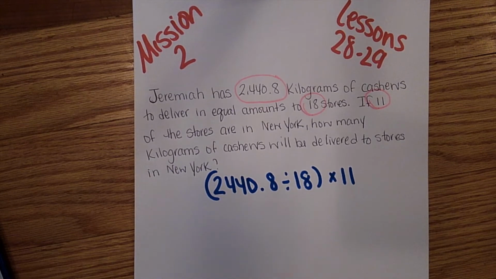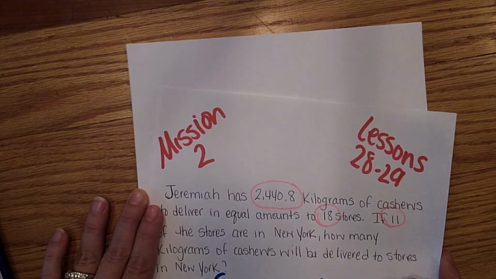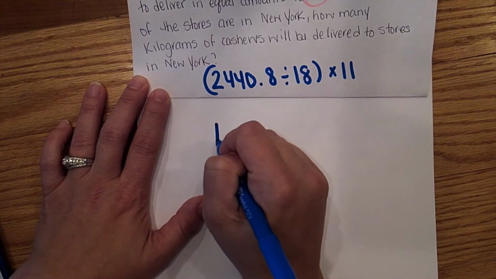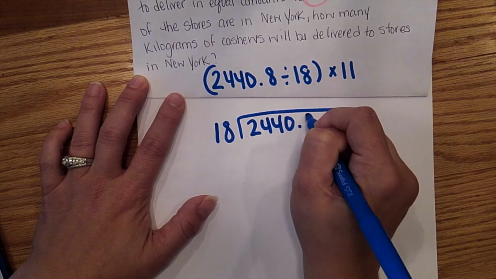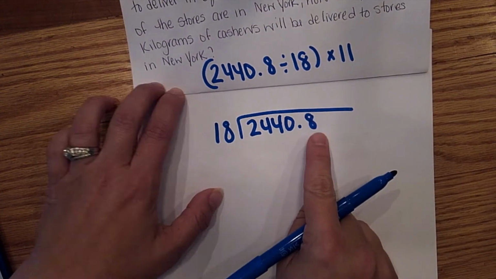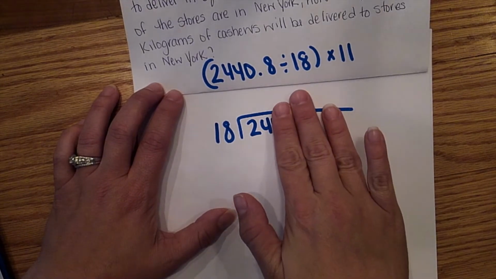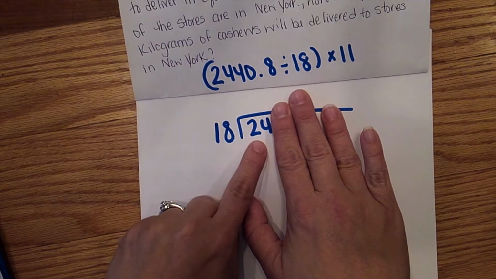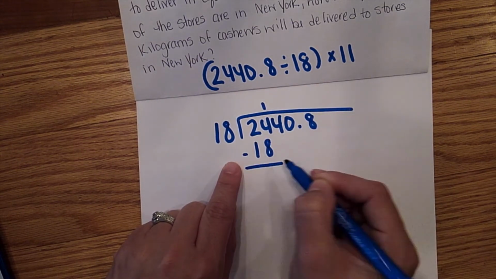So let's do our division first. We're going to set this up in a standard algorithm. Let me fix my paper because I want to still see my problem, but I want enough room to do my work. All right, 18, standard algorithm, 2,440 and 8 tenths. So I'm going to ignore that decimal for a moment, except it does tell me that I can add some zeros on there if I don't want to do a remainder. I'm going to stop and I'm going to look at it as 18 into 24. 18 is pretty close to 20, and so is 24, and so that would be about one group, and so that's 18.